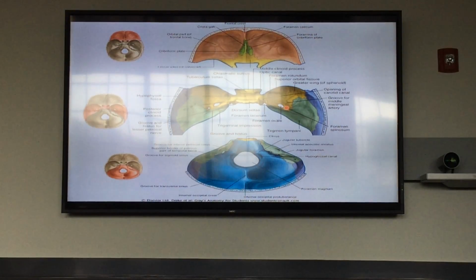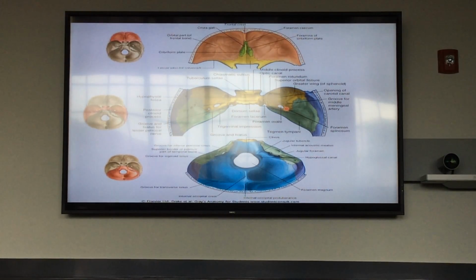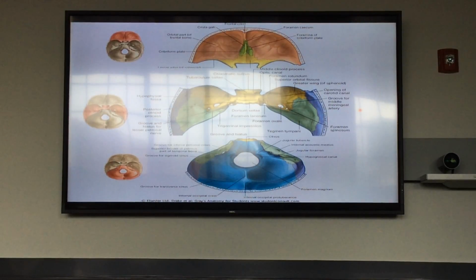So here we have foramen spinosum. We have a middle meningeal artery. That middle meningeal artery is going to travel up through foramen spinosum. It'll eventually split, and one of the major branches will go right deep to the pterion. We saw it from the lateral side of the skull. Now we're thinking about the inside out.